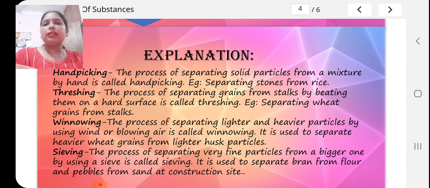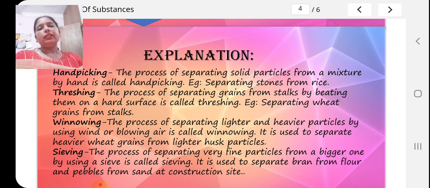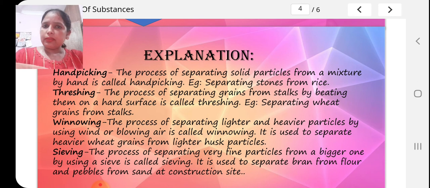Usually you see at the construction site there is a big sieve in which the pebbles are separated from the sand. And you have also seen at your homes your mother use a sieve to separate some impurities from the flour. So this method is also very common.